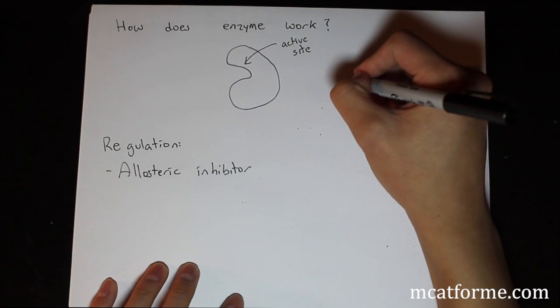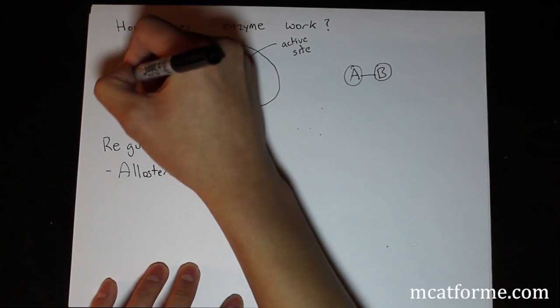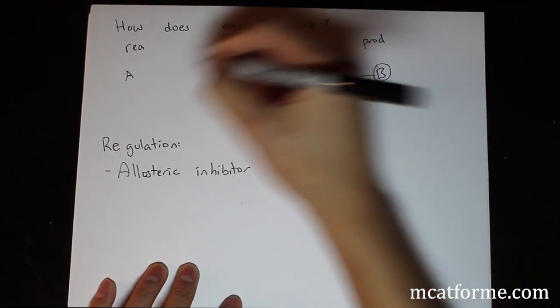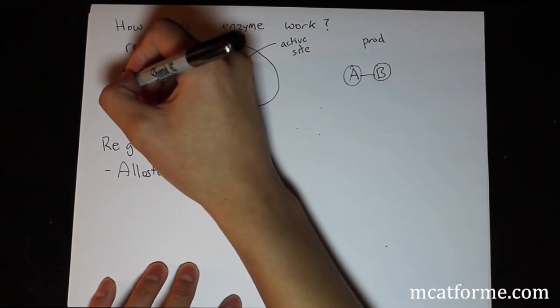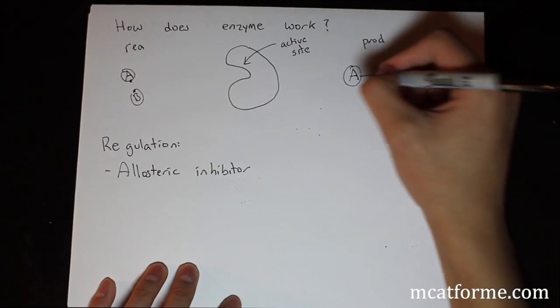Say our final product is we want to combine A and B, right? This is our reactants and this is our products. So we have A and we have B, all floating around. But we need this particular bond to be made.